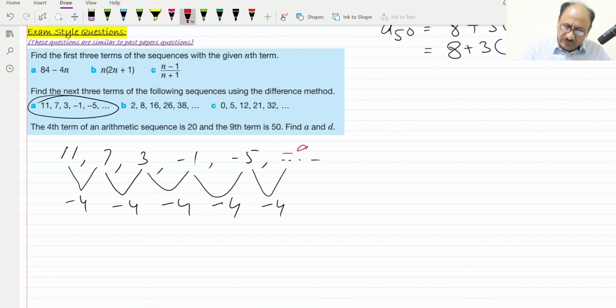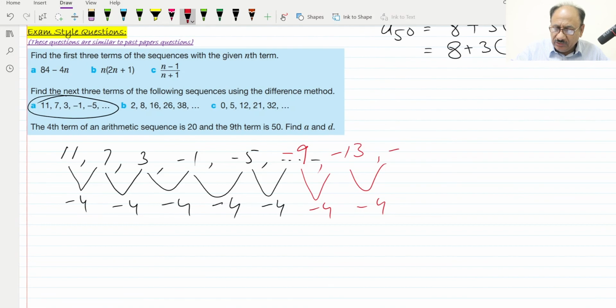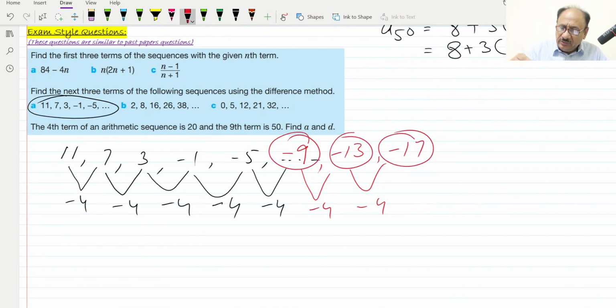Next term will be minus 9, and still subtracting minus 4, this will give us minus 13, and we have to write the three terms. So one more time, minus 4 will be minus 17. These will be the 1, 2 and 3 terms which we are supposed to write.